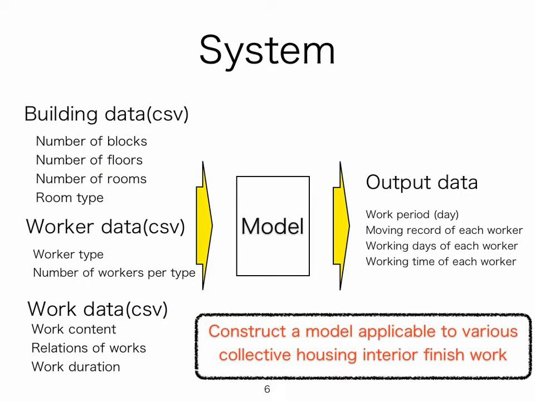Since the model of the process of collective housing construction and interior finished work is well defined already and very hard to modify, this research changes only the input data of the model as CSV files. By updating the input data, we can represent different kinds of construction works. Therefore, the model is applicable to various construction works as well.